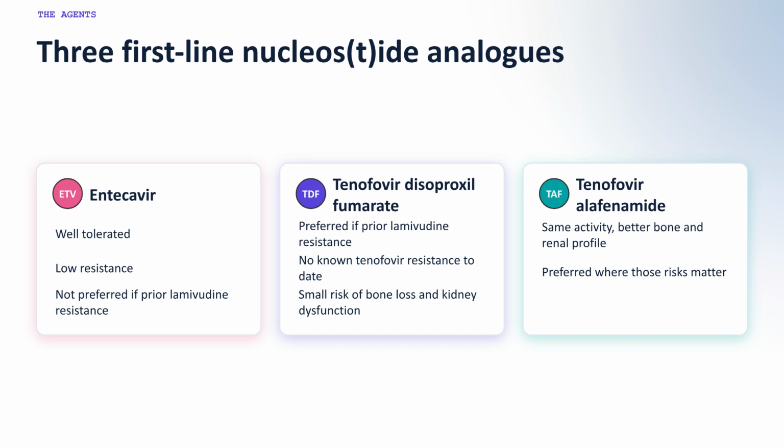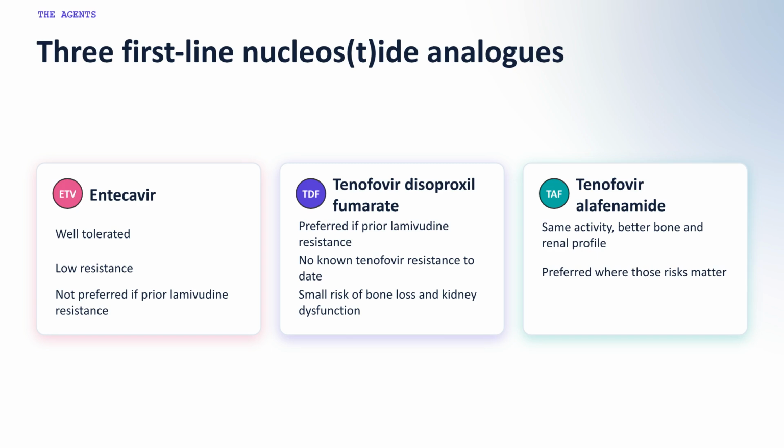3 first-line agents. Entecavir and the 2 tenofovir formulations. All are well tolerated with low resistance. At 5 years, hepatitis B antigen seroconversion occurs in 30 to 40% and loss of surface antigen in 5 to 10%.